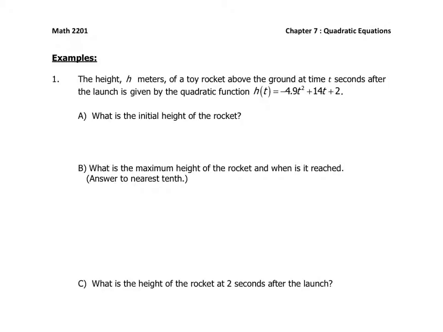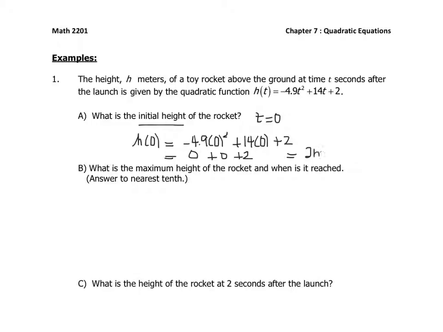Okay, so the first example there is: the height h meters of a toy rocket above the ground at time t seconds after the launch is given by the quadratic function h of t equals negative 4.9 t squared plus 14t plus 2. So the first question asks what's the initial height. When they say the initial height, that means at the beginning, so time would be 0. So you would be just solving for the t value equaling 0. So negative 4.9 times 0 squared plus 14 times 0 plus 2 is going to give you 0 plus 0 plus 2, or 2 meters is the initial height.